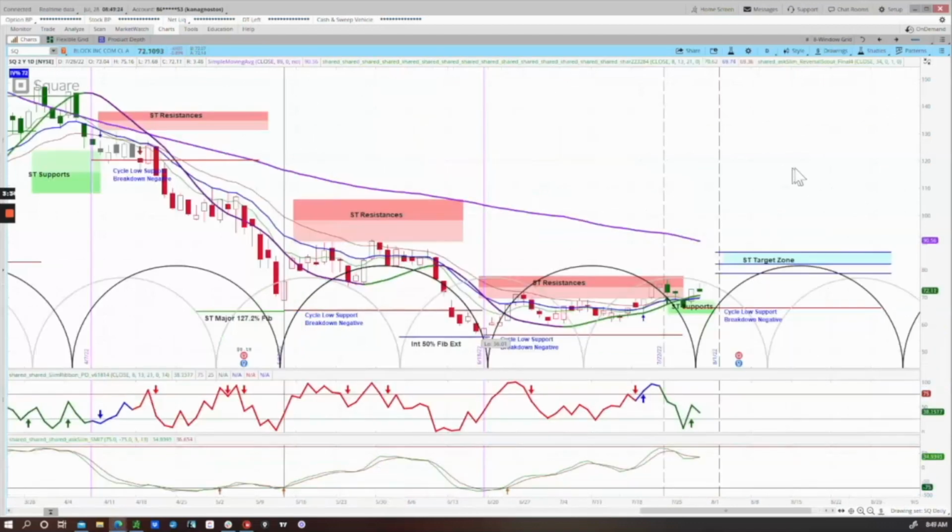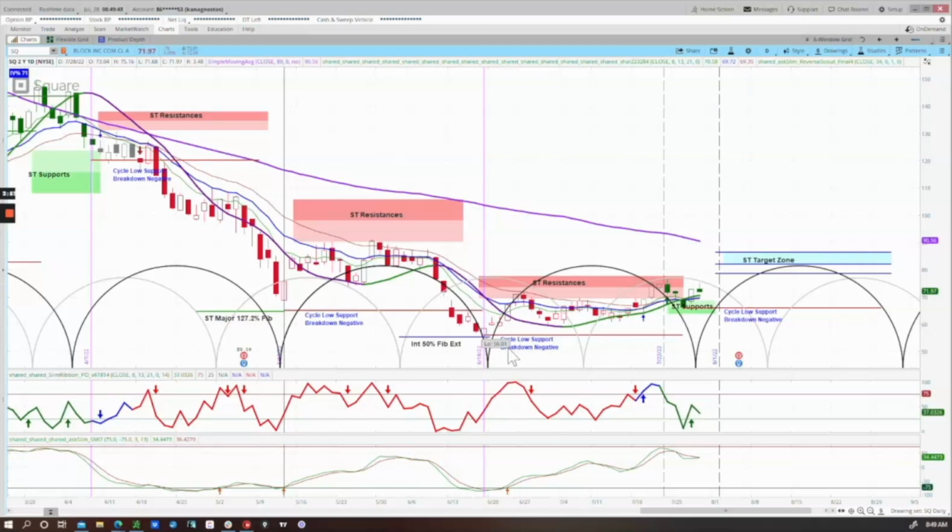Switching over to the daily chart, I want you to notice these blue vertical dash lines. Those represent a period of time around the ideal cycle bottom when we would expect a cycle low to occur. We are right in that time frame now and may have made our cycle low right here when Square tagged the middle of this support zone earlier this week.